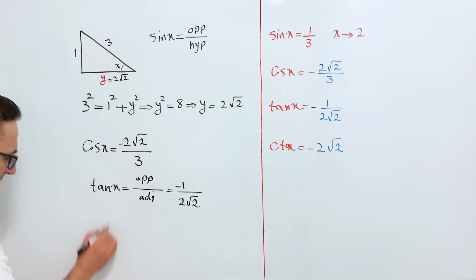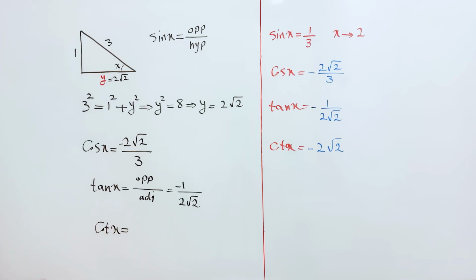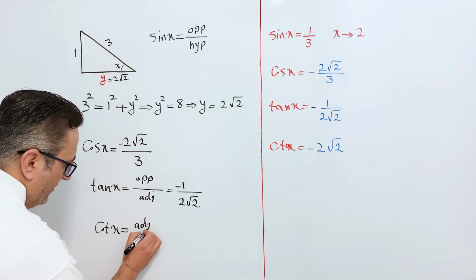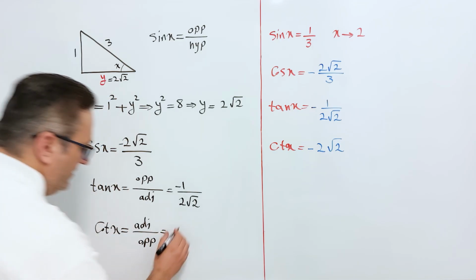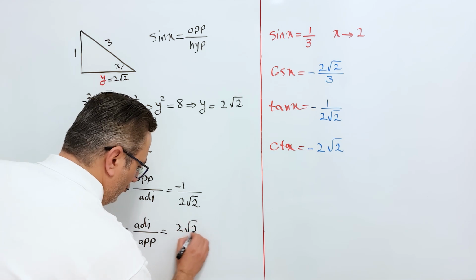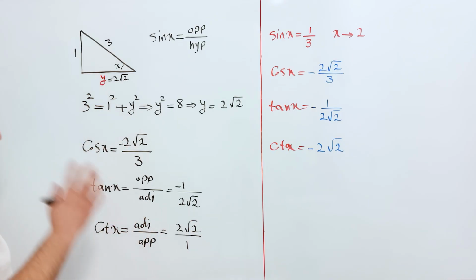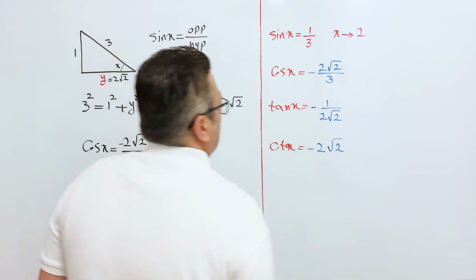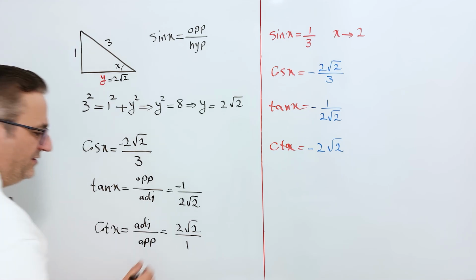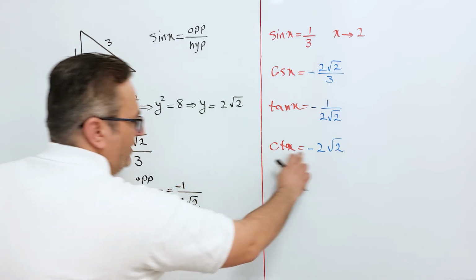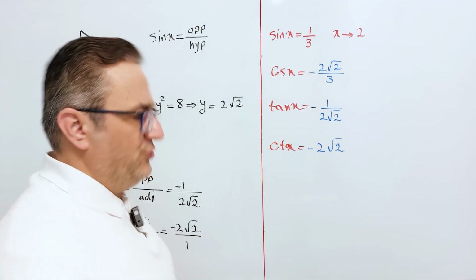And finally, according to the definition of cotangent, cotangent x is equal to the adjacent side divided by the opposite side. So the adjacent side is 2 times the square root of 2 divided by the opposite side, which is 1. And since x is in the second quadrant, where the sign of cotangent is minus, cotangent x is minus 2 times the square root of 2.